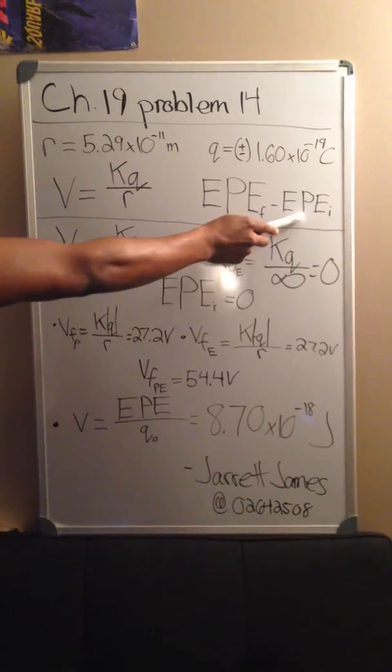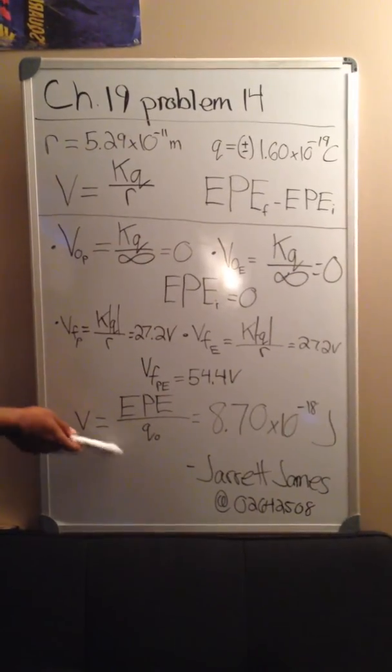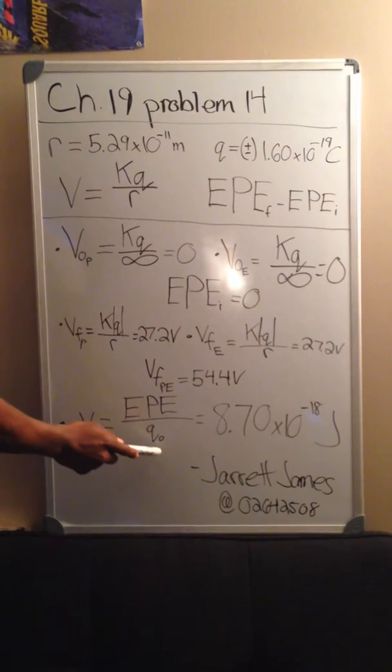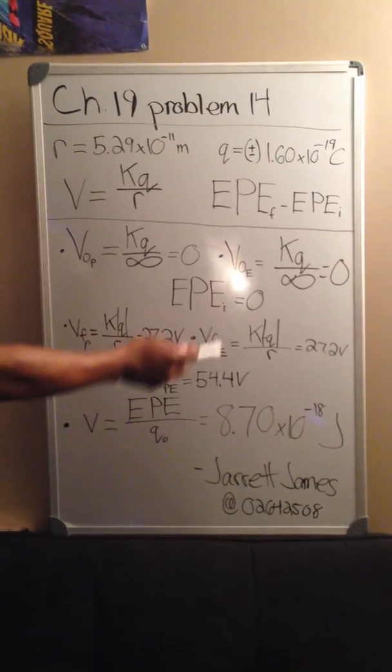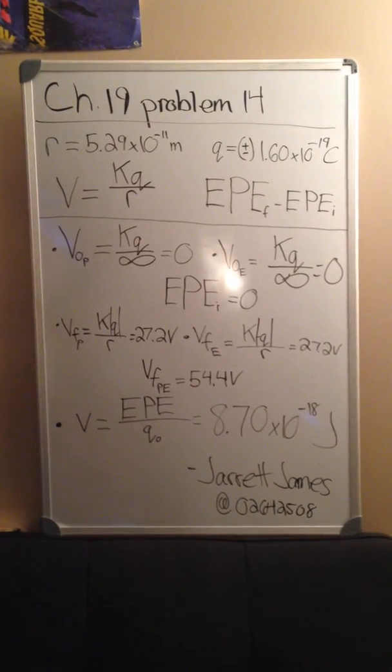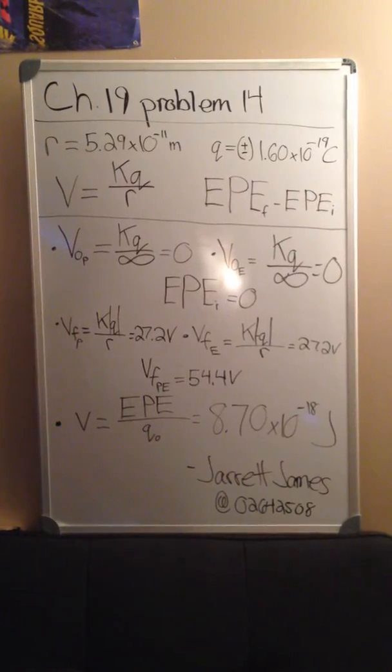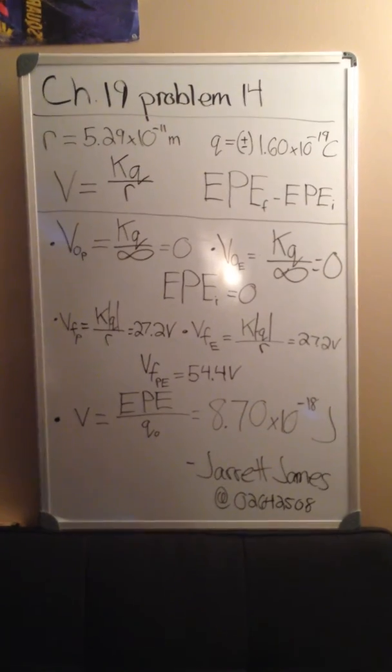And to finally solve for the electric potential energy final, since we know that the electric potential energy initial is zero, we simply use this equation here, and we multiply our solved voltage by the charge Q, which we know is 1.60 times 10 to the negative 19 coulombs, and we get a final answer for our electric potential energy of 8.7 times 10 to the negative 18 joules.